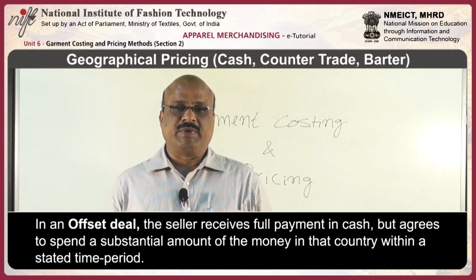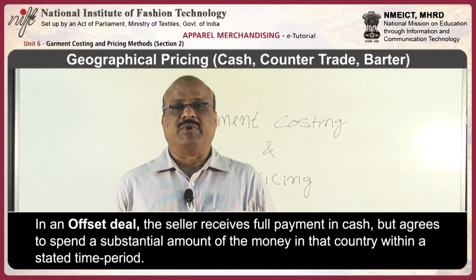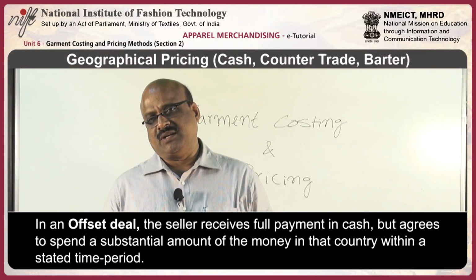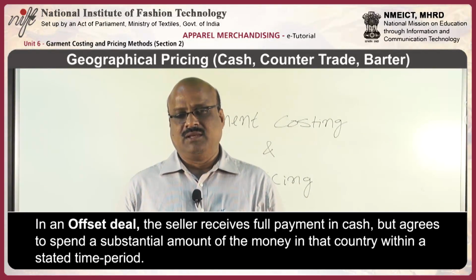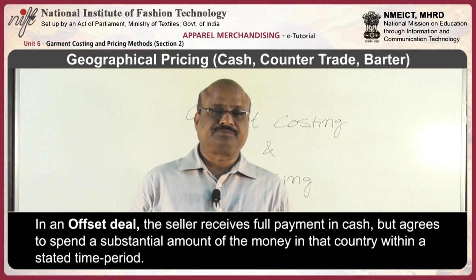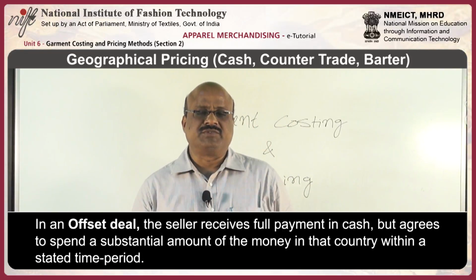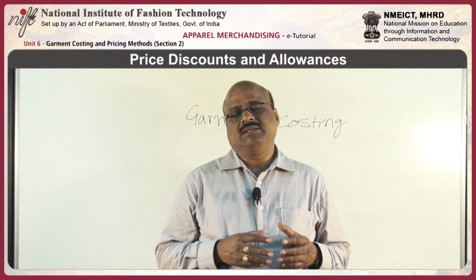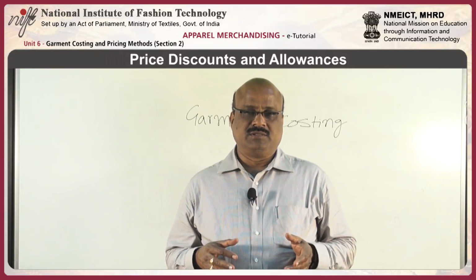But agrees to spend a substantial amount of the money in that country within a stated time. So that is what is known as an offset deal. Price discounts and allowances.